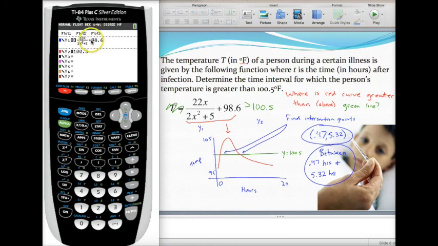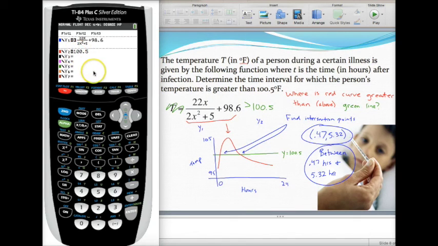And by the way, what that's going to do is make sure my horizontal asymptote is 98.6 degrees, the average body temperature. Then as y2, go ahead and enter in what we're trying to compare to. In this case, I want to know when is my fever above 100.5. So I entered that in as y2.